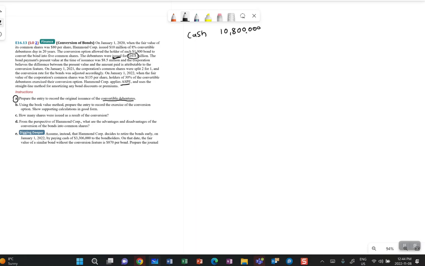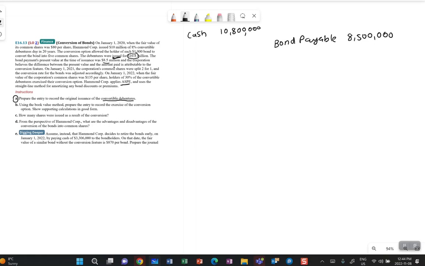10,800,000. So that's the money we're going to get. They're saying the bond's present value at the time of the issuance is 8.5. So what is the value of our bond payable? The value of our bond is 8,500. That's the present value of the bond.